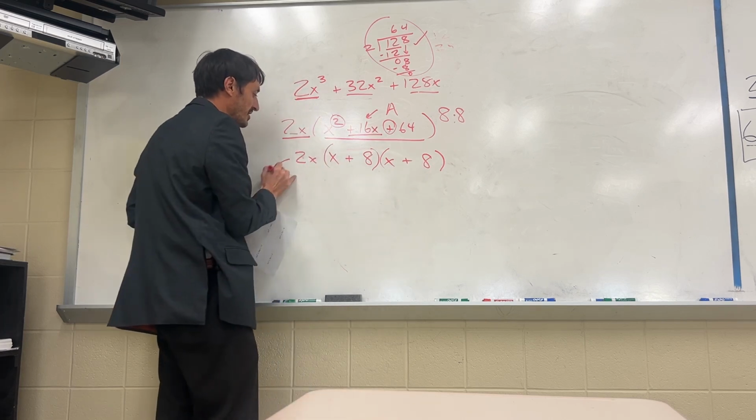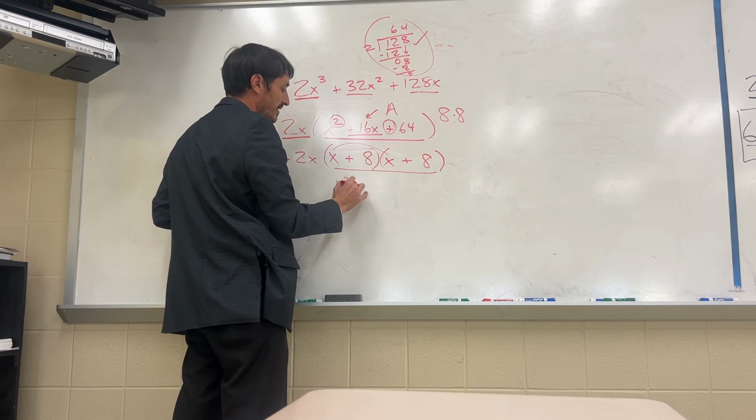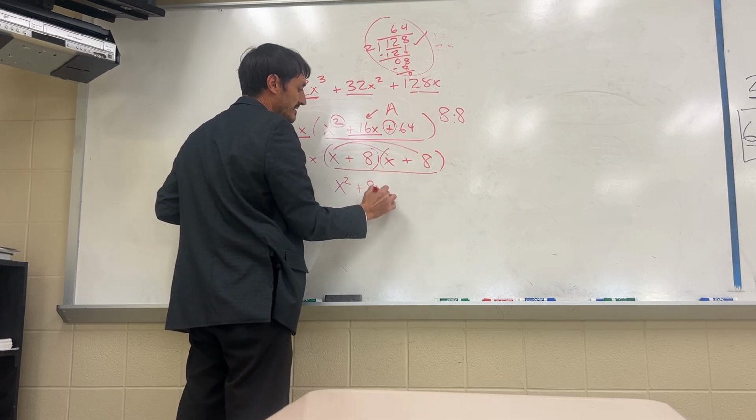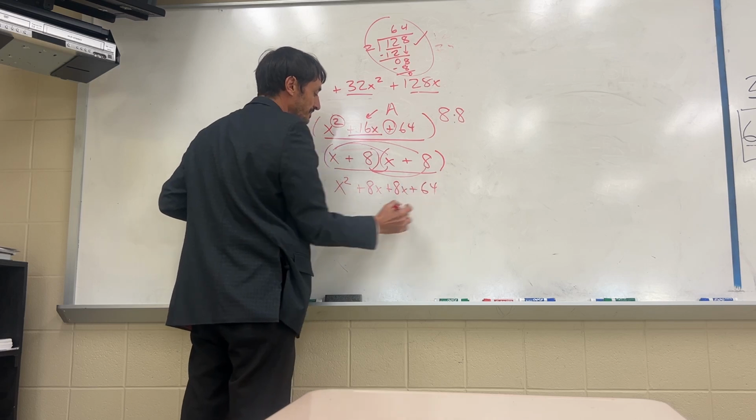Okay? Now to check your work, you're going to put your binomials together first. X times x, x squared. X times 8 is 8x. 8 times x is 8x. And 8 times 8 is 64.